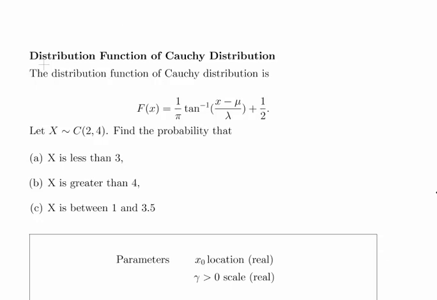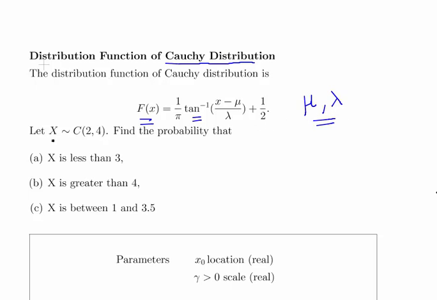In this presentation we are going to look at the Cauchy distribution. I hope I pronounced that correctly. It's a French surname, a very famous French mathematician. Anyway, we'll continue. The Cauchy distribution is f of x equals 1 over pi times tan to the power of minus 1, so the inverse tan, of (x minus mu) divided by lambda, plus 1 half. So here the parameters are essentially mu and lambda.